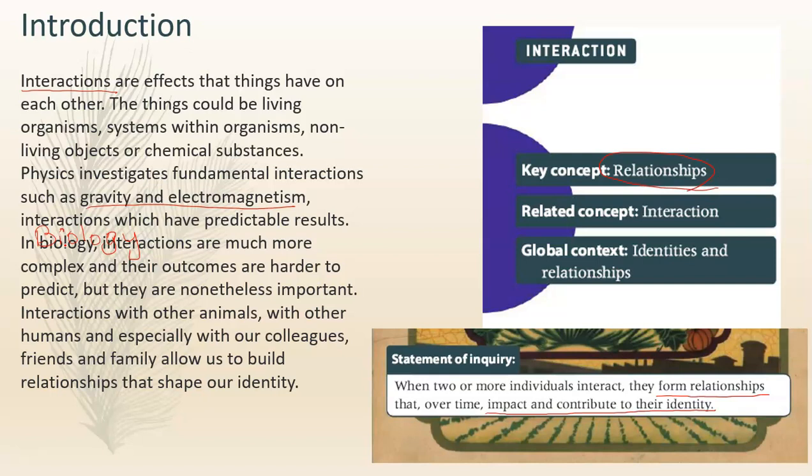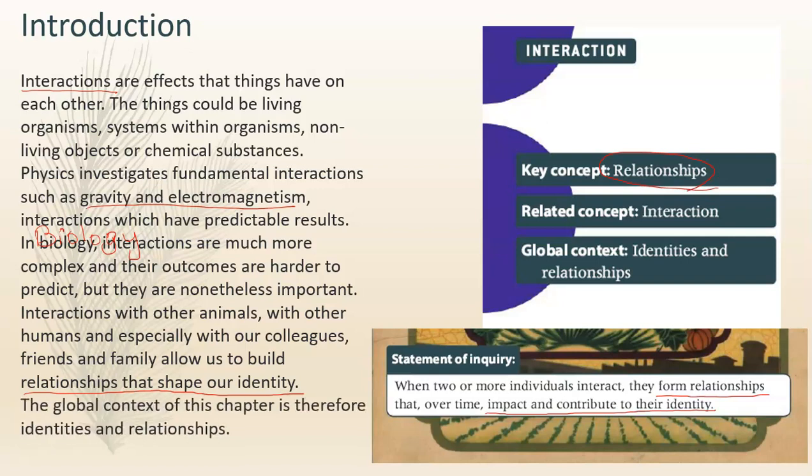Interactions with other animals, with other humans, and especially with our colleagues, friends, and family allow us to build relationships that shape our identity. I really love this sentence. Relationships that shape our identity. Really, really nice. The global context of this chapter is therefore identities and relationships.